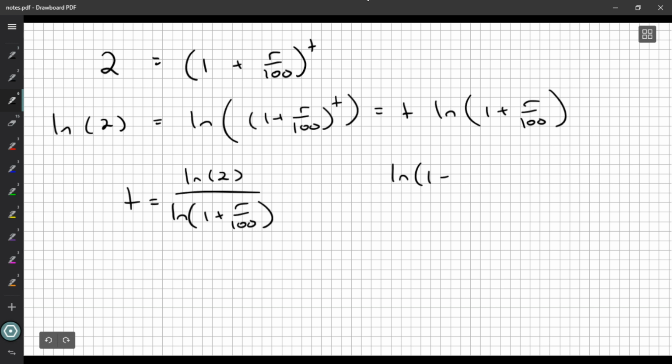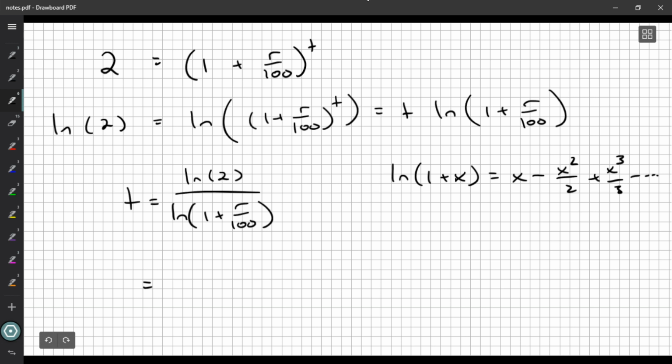You might say, hey, I know an approximation for ln of 1 plus x. We know the power series for it. And so we could approximate it by just using some Taylor polynomials. We could use T1 or T2 or something like that, and that would be a useful approximation.